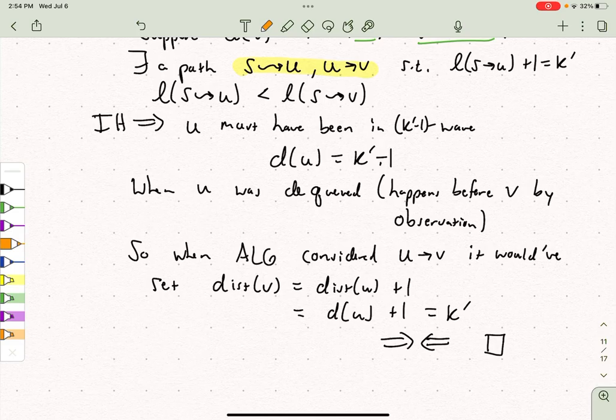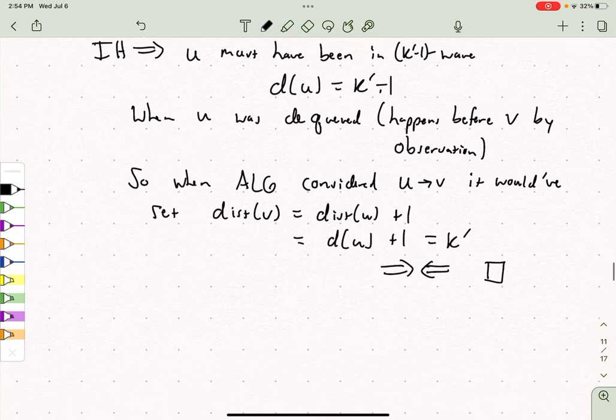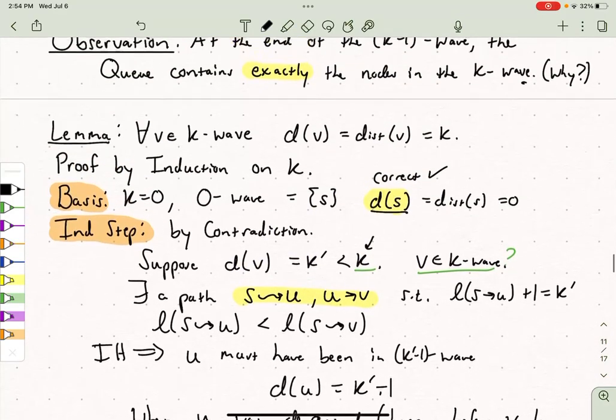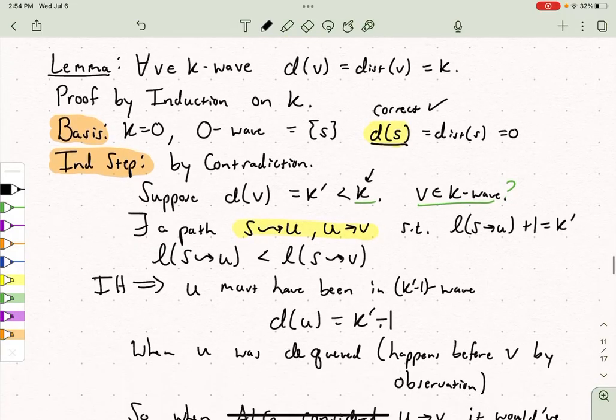The analysis we've already seen is the same as for breadth first search, so it's O of V plus E. But the main point is that we can correctly construct shortest paths in unweighted graphs by using breadth first search.